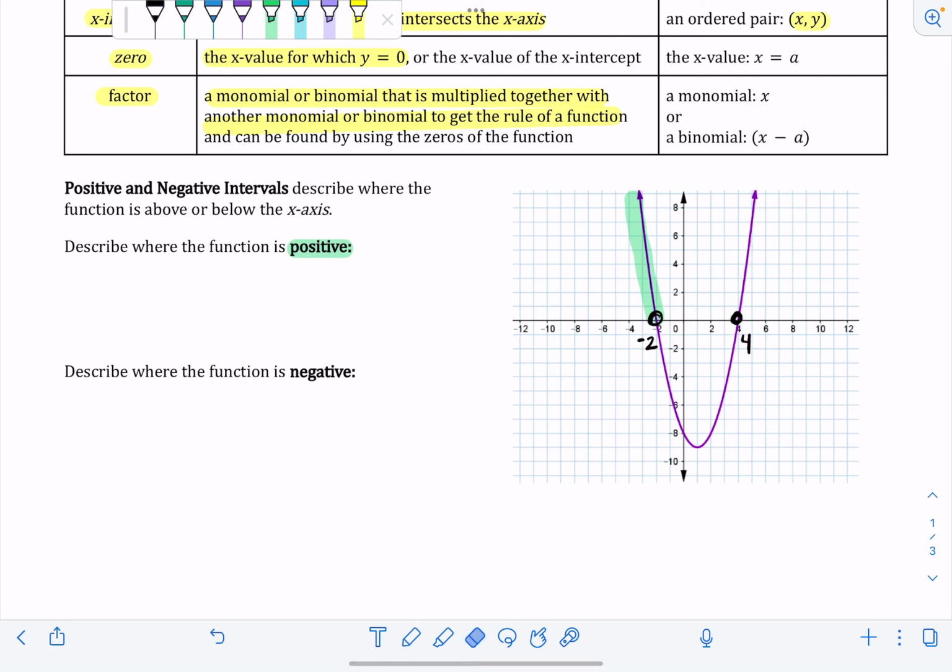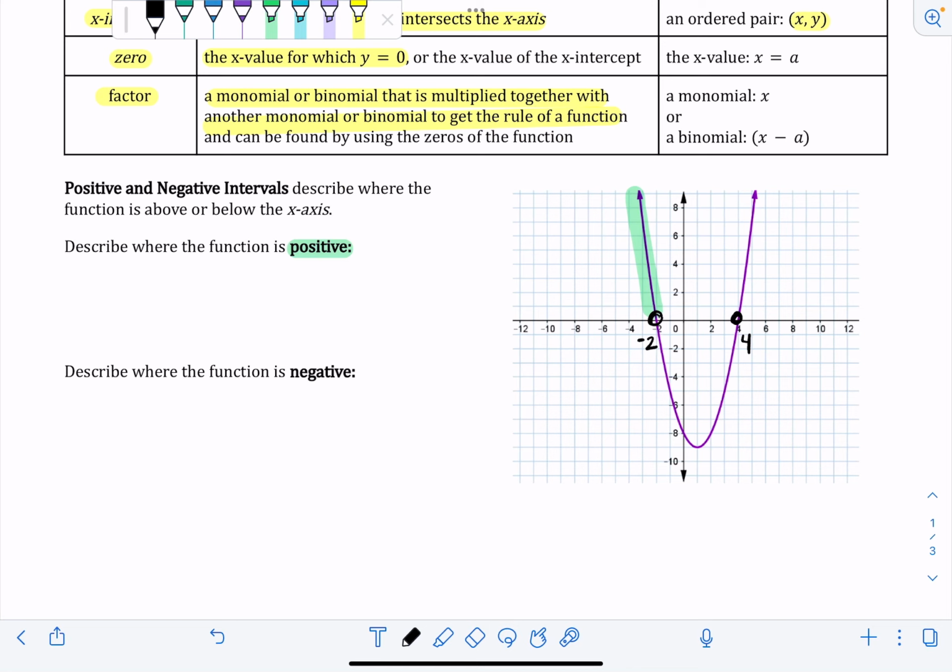So I'm going to do this portion first. I want to describe that in interval notation. When we describe it in interval notation, I'm going to backtrack a little bit. We always follow the graph from left to right. So we're going this way, and then we're going this way. If we're describing the graph from left to right, we're going to describe the x values for which it's above the x-axis, or below it if we're talking about negative.